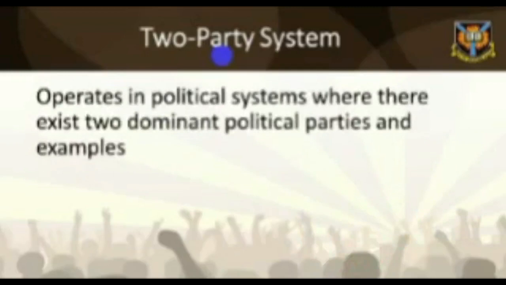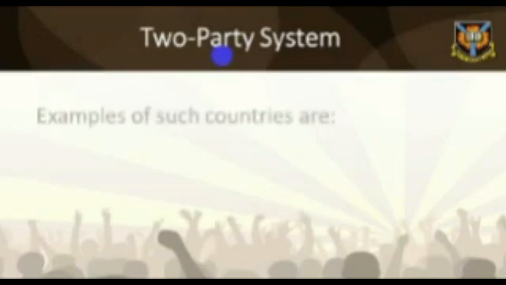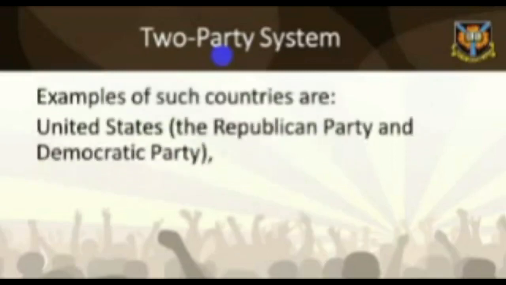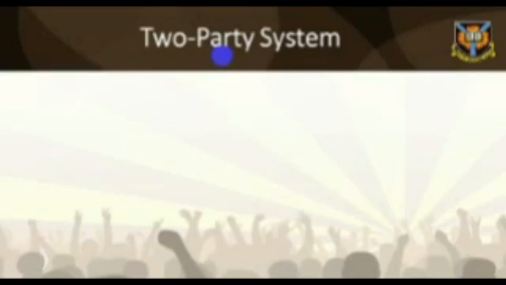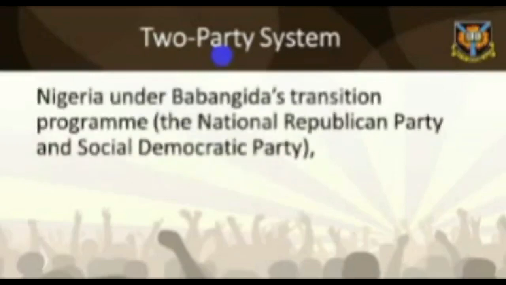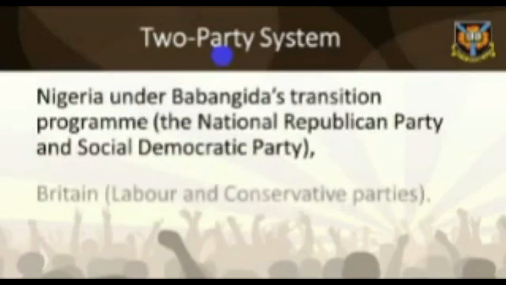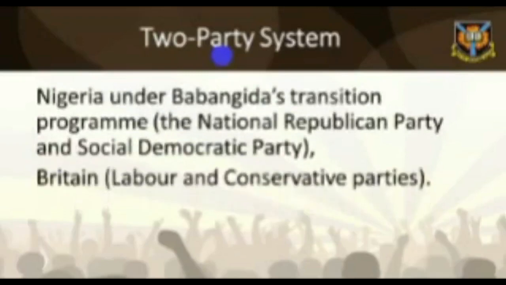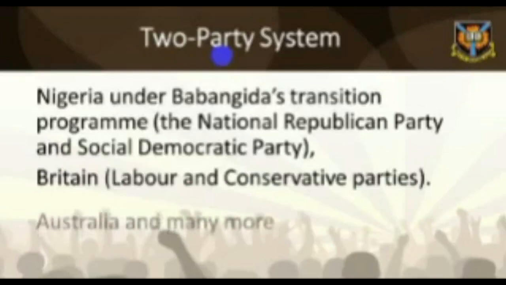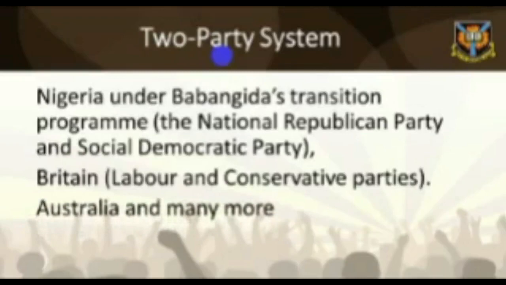However, this party system can be found in the United States, that is, with the Republican Party and the Democratic Party. Nigeria, under the Babangida Transition Program, had the National Republican Party and the Social Democratic Party. Britain, that is, the Labour and Conservative parties. We can also find this party system in several other countries, including Australia.